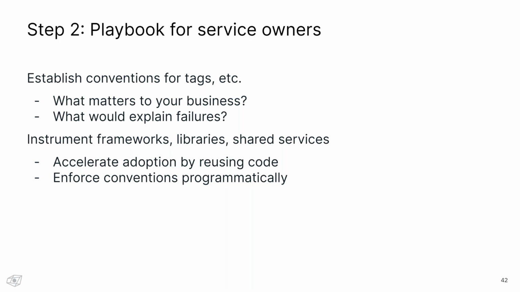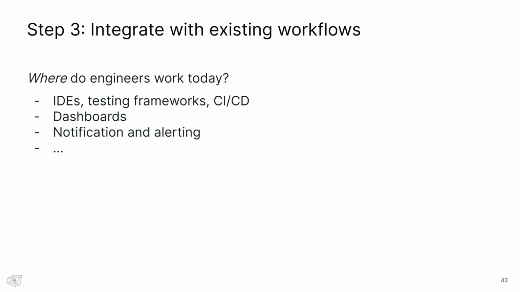You want to find places that make it easy. The ultimate goal here is you should have tracing be a part of shared code. So if you have a microservice framework that you all use, or if you have some sort of utility library that everyone is using, then that's where you want to put the tracing. That's where you want to put this instrumentation code, because that will make it a very easy on-ramp for new teams to adopt it.